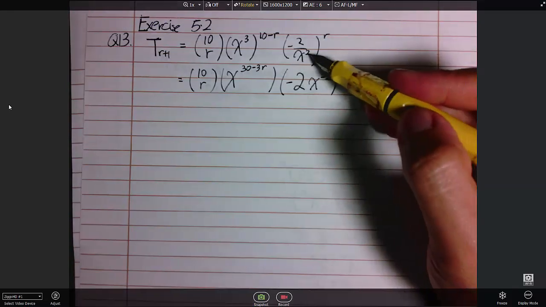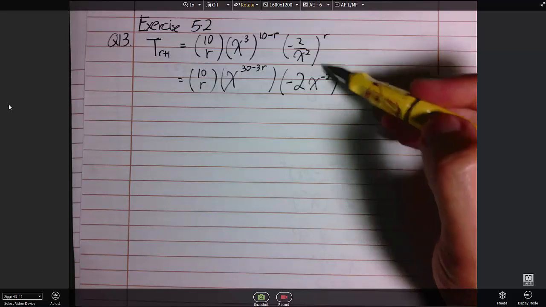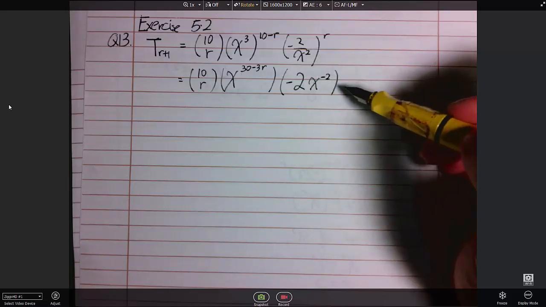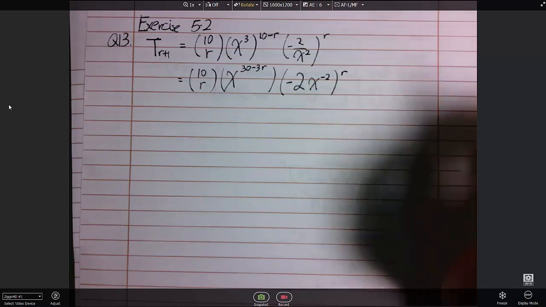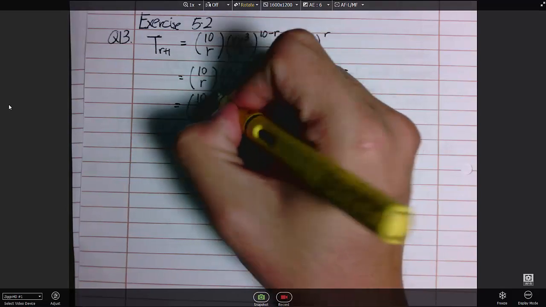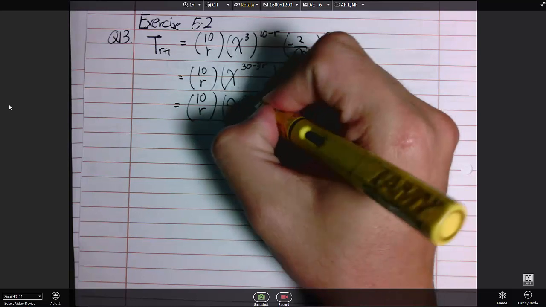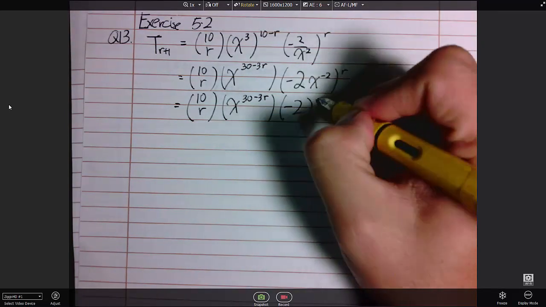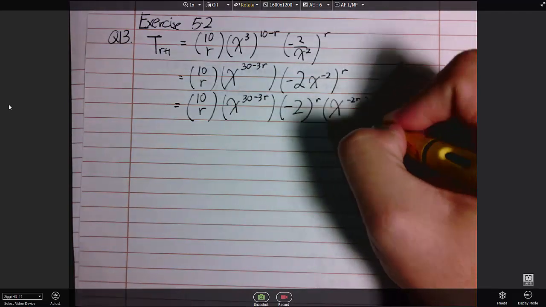This x squared: a to the power of negative m is 1 over a to the power of m. So I write it as x to the power of negative 2 in negative index form, and we have r in this case. Simplifying further, what I get is x to the power of 30 minus 3r, negative 2 to the power of r, x to the power of negative 2r.